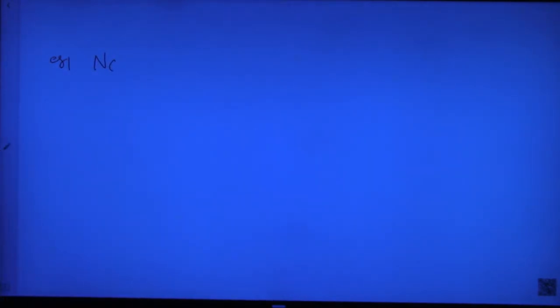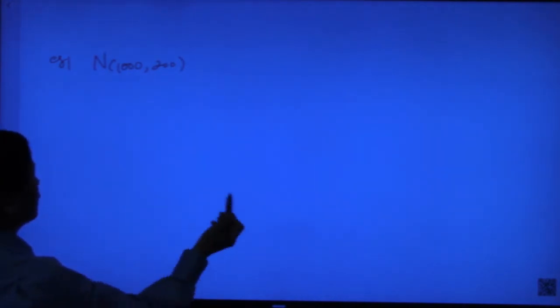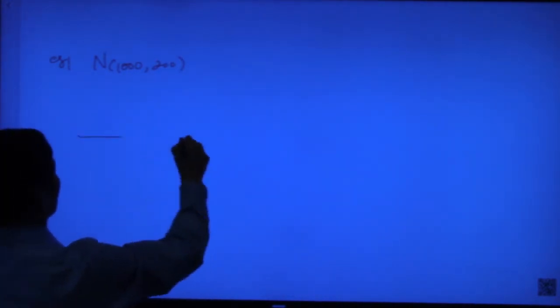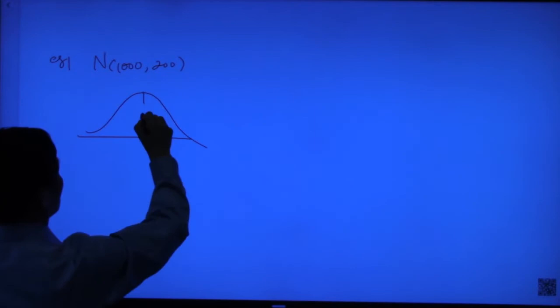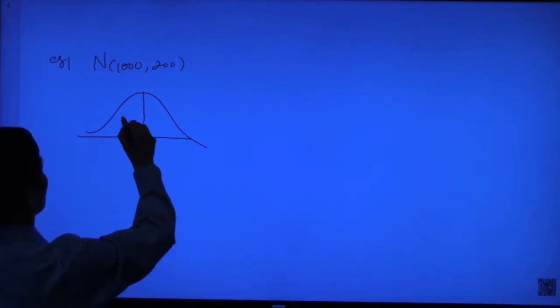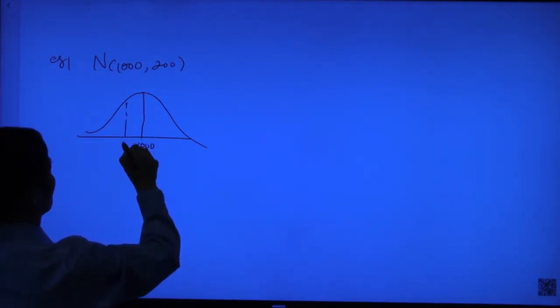Example 1. We assume a data set satisfies normal distribution, and the normal distribution is given by two numbers. The first one is the mean. Suppose the mean equals 1,000, and the second one is called the standard deviation. Suppose the standard deviation equals 200. If we draw the picture, it looks like this. The mean here is 1,000, and the standard deviation is 200.